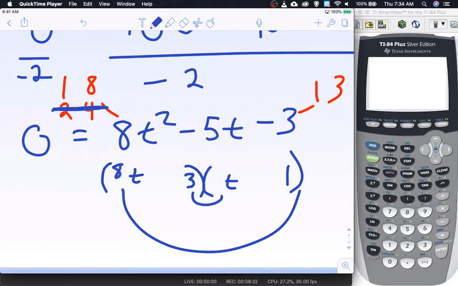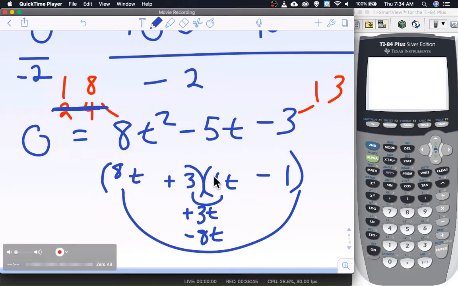Let's put the 8 here and the 1 there. So that is working a little smart. That gives us a 3t and an 8t, which could give us 5t. And to make it a -5, we need the 8 to be a negative and the 3 to be a positive. Double checking. 8t and 1t is 8t squared. Checking my middle term, my multiplications, yes. And yes. Checking my addition, yes. Checking my last term's multiplication, yes. Okay, so we have successfully factored.